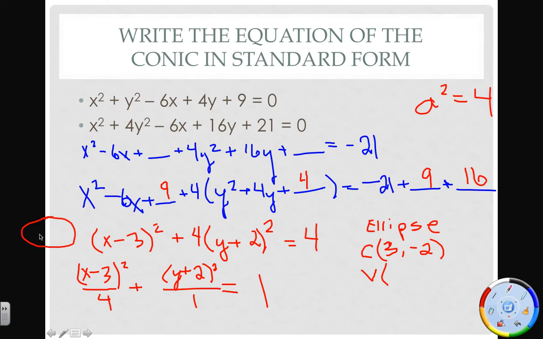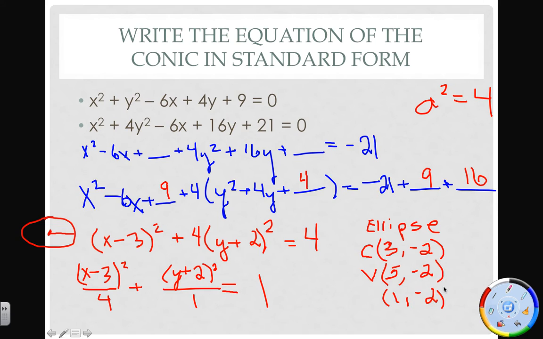Now, here's where I like to sketch things out, folks. This is the point 3, negative 2, the center. And it's a short fat because it's the x version. So my vertices are going to be a units from the center. So it's going to be a units to the right and a units to the left. So I have vertices that are going to change the x values here. So it's going to be 3 plus 2, which is 5. And 3 minus 2, which is 1.